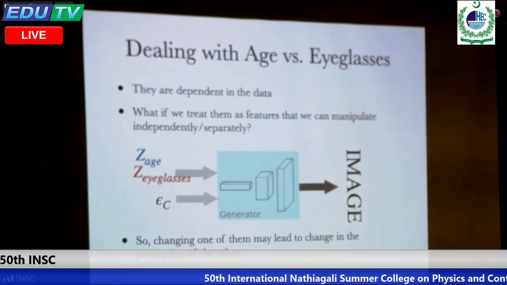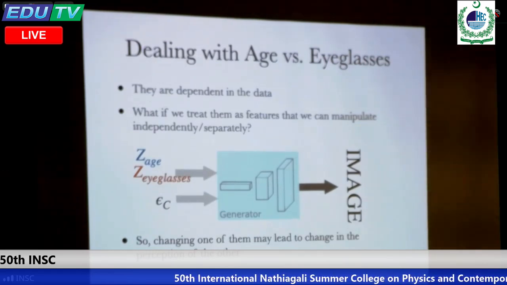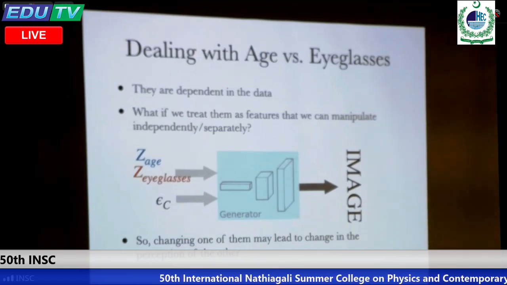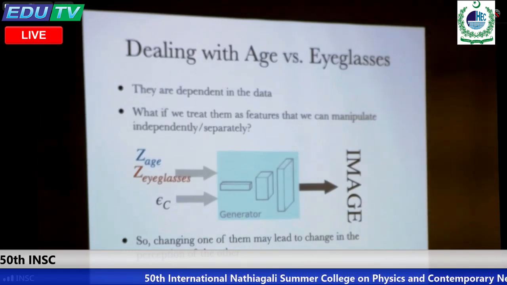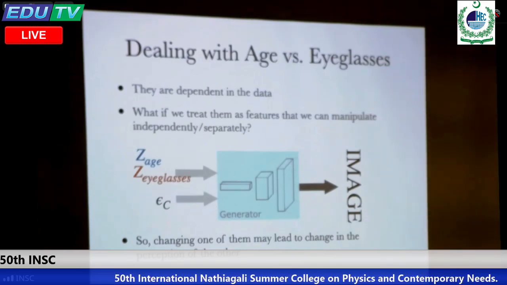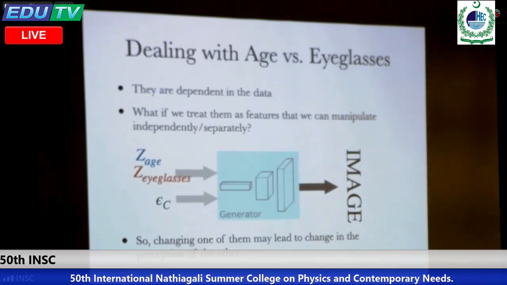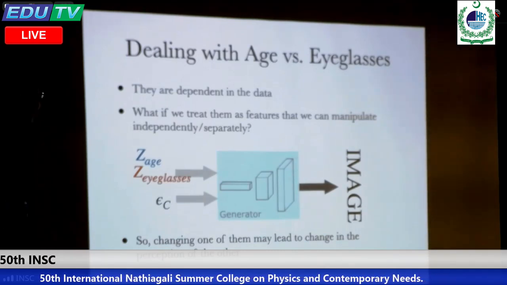Yes. And suppose you just want to change eyeglasses. Do you think age should change? Why? Because of the causal asymmetry, right? Features are causally related. Changing the cause can naturally lead to a difference in the consequence. But if you just change the consequence, you shouldn't change the cause, right? Okay, wonderful. So everything is clear.